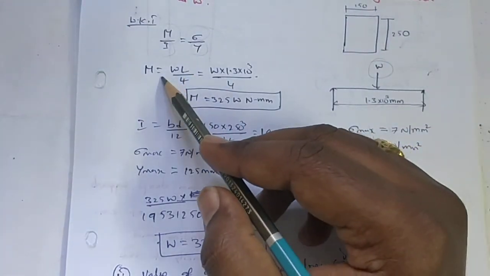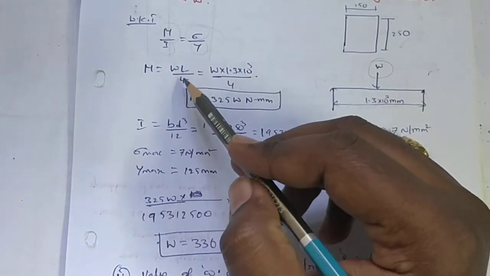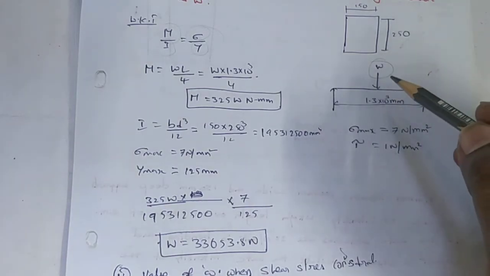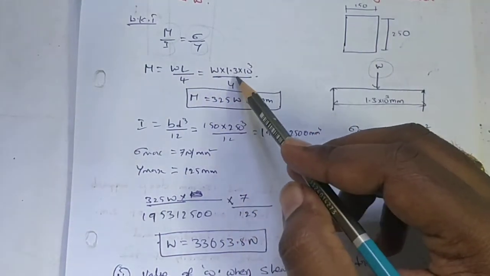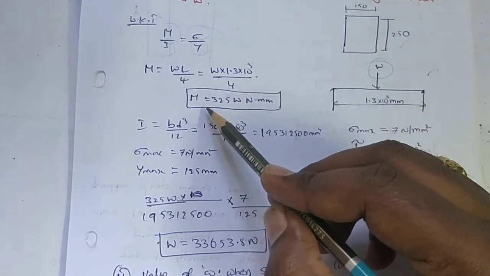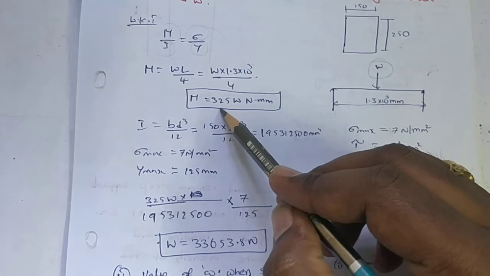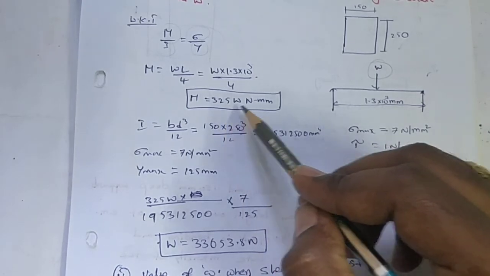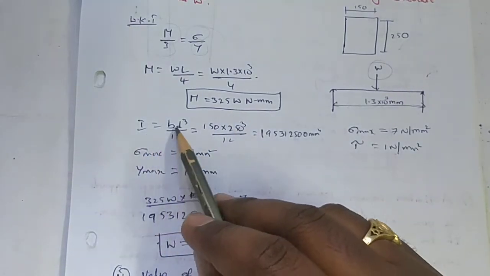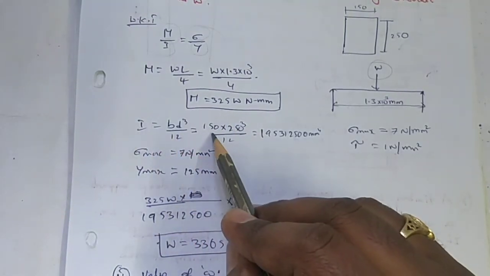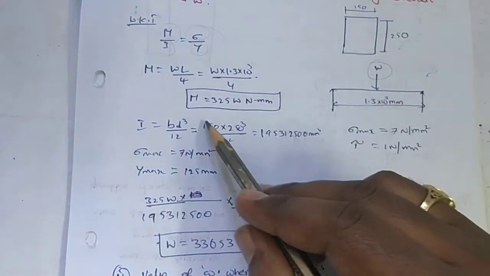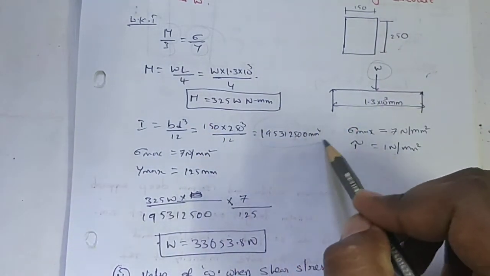We know that the maximum bending moment when a simply supported beam is subject to a point load is W L by 4. By substituting the length value in this equation, we will get the maximum bending moment in the simply supported beam, that is 325 into W Newton millimeters. Next, moment of inertia is BD cube by 12. Breadth is 150 mm, depth is 250 mm. By simplifying this equation, we will get the value of I.